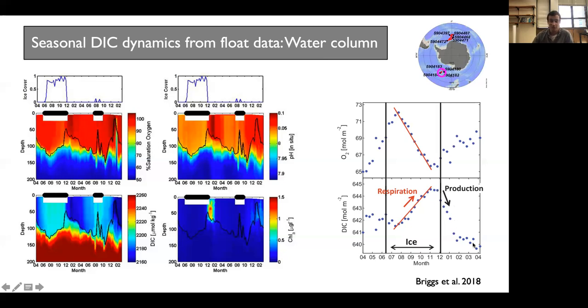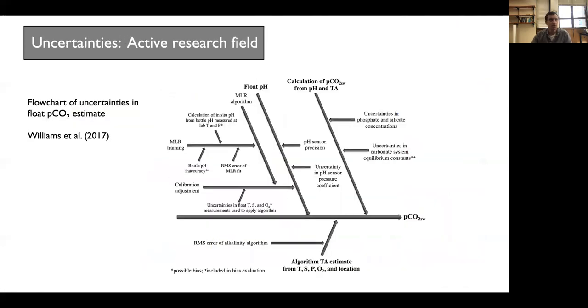Anyway, so a reduction in DIC and increase in oxygen as you have the productive time period. So a really nice and interesting first look into what is going on underneath sea ice in the water column. Those were just a few highlights of studies where we've seen the direct use of pH and derived carbon products from the floats, and really just a preview of work that is to come.